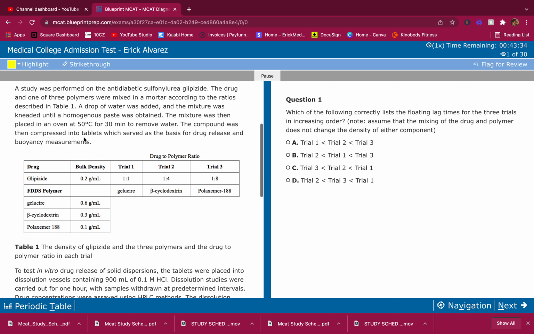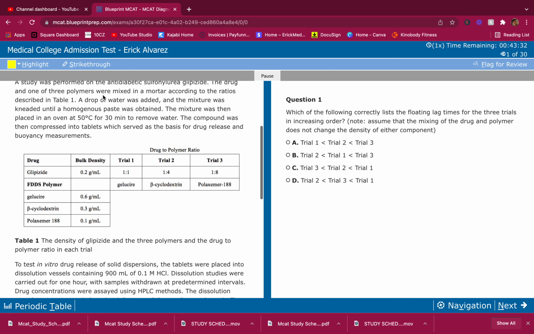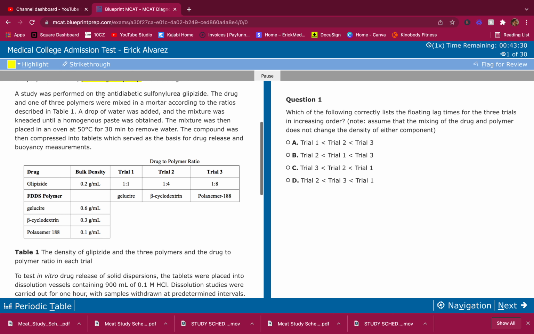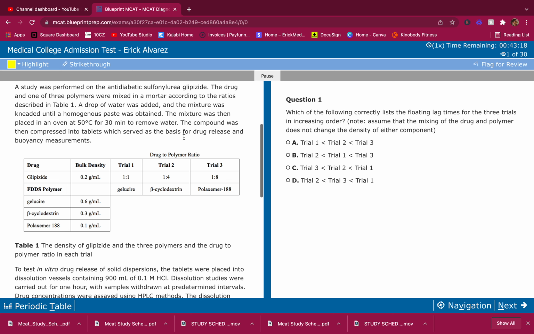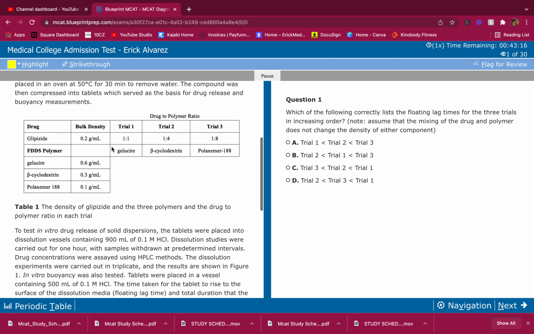Okay, big paragraph here, pretty important. What were they doing? How was this research performed? How did they set up this experiment? Well, here's our drug. We have three polymers, and we want to see, hey, which one of these three polymers is the best to use? That simple. All right, and that's the table here.